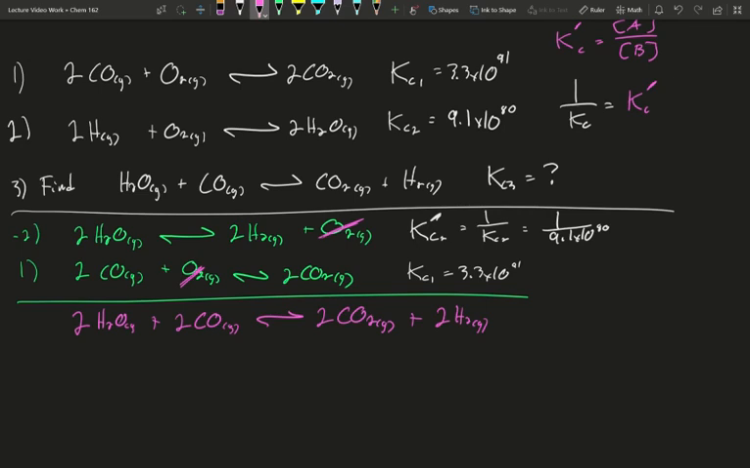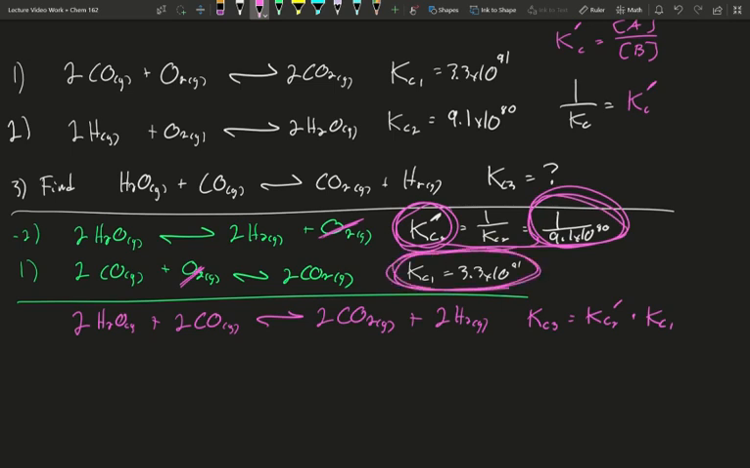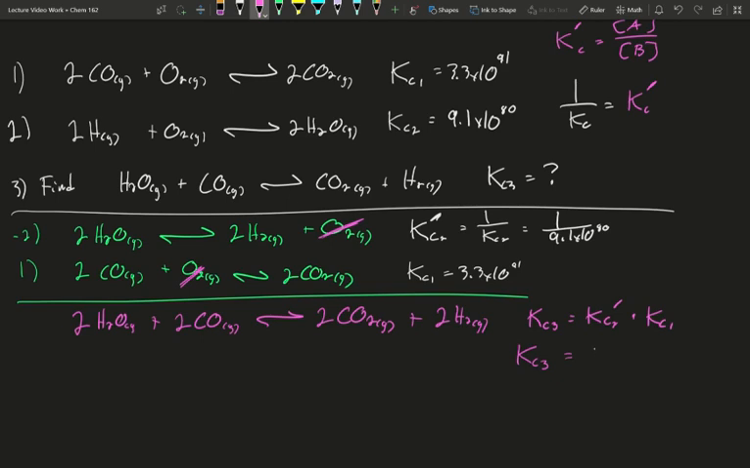To find our K for our combined reaction, that's going to be equal to Kc2 prime times Kc1. That's going to be the modified constant for reaction number 2, where we use the reciprocal, times the unmodified constant for reaction number 1, since we didn't need to change that. And so at first, our combined equilibrium constant here is going to be 3.3 times 10 to the 91 divided by 9.1 times 10 to the 80. So this times that.